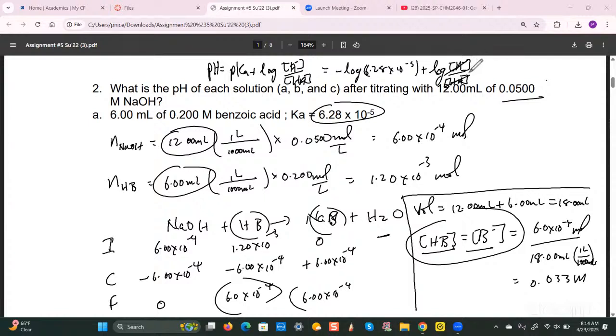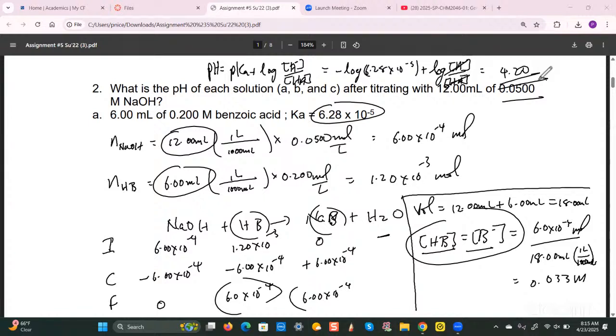And of course, log of 1 is equal to? What's log of 1 equal to? 0, right? So therefore, all we have to do is find out what the log of 6.28 times 10 to the minus 5 is equal to. And according to my calculations, that works out to be equal to 4.20. And that will be the pH of the solution at that point. All right? Okay, any questions about this one?